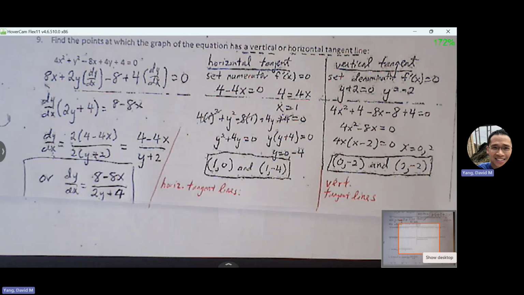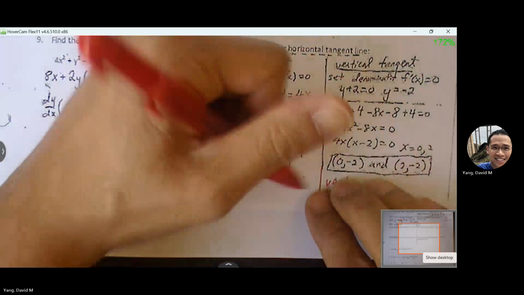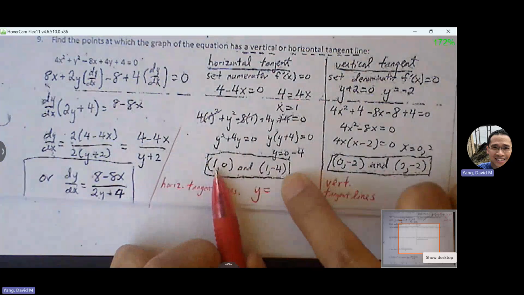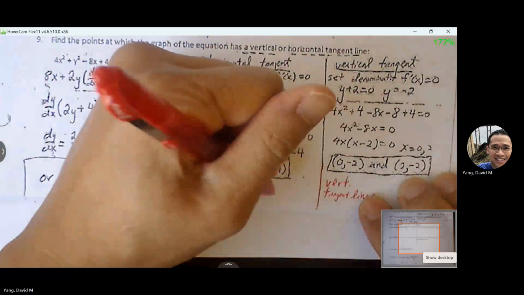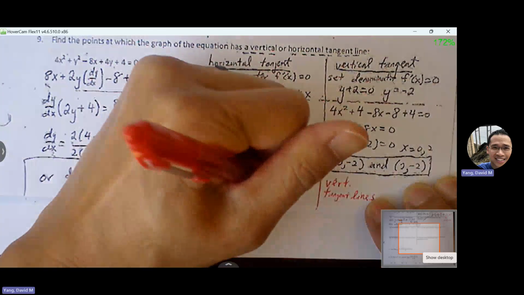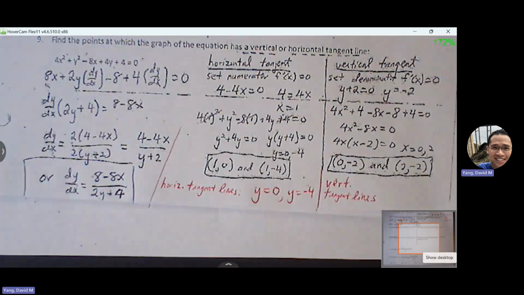But what if the direction says, what is the horizontal tangent line? Then we're asking for the equations of this line and this line. So the horizontal tangent lines would be what? Y equals. So basically look at the y values, right? Y equals what? 0 and y equals -4. What would the vertical tangents be? X equals 0. Okay, all right, no homework tonight. We'll continue doing our test review tomorrow.